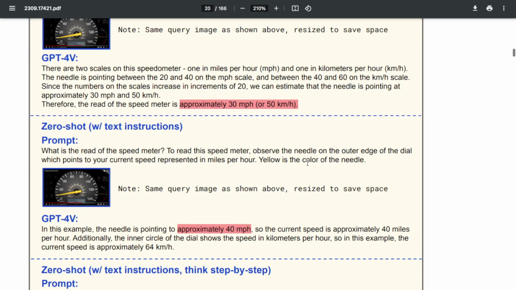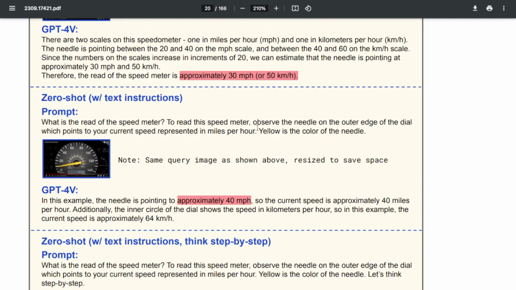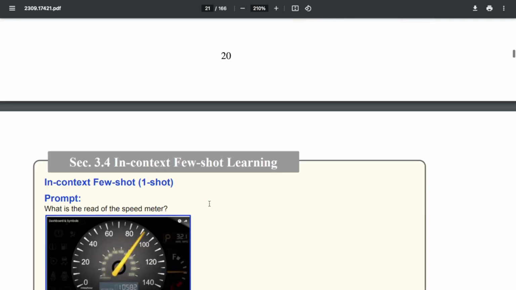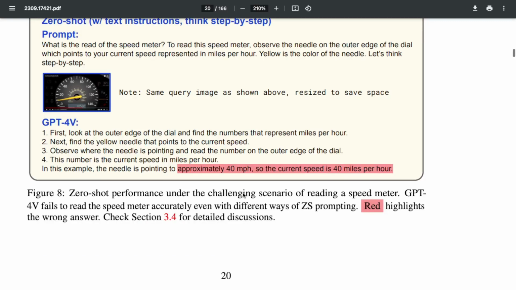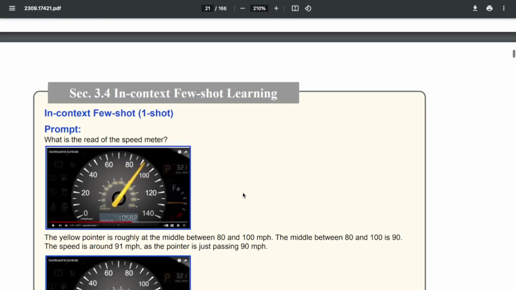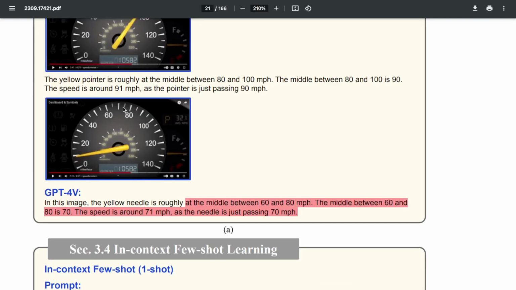What is the read of the speed meter? To read the speed meter, observe the needle on the outer edge of the dial, which points to your current speed represented in miles per hour. So even given all these details, it still doesn't help. The way we might improve on this is to move from 0 shot to a few shot. In this case, 1 shot. 1 shot means giving it one example. What is the read of the speed meter? It says it's between 60 and 80, which is way off.